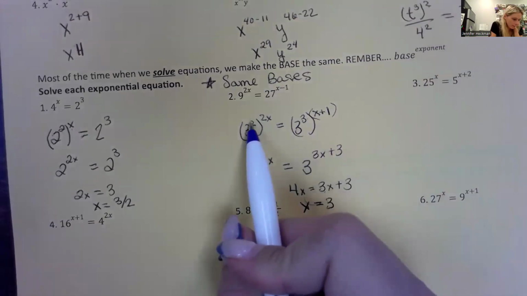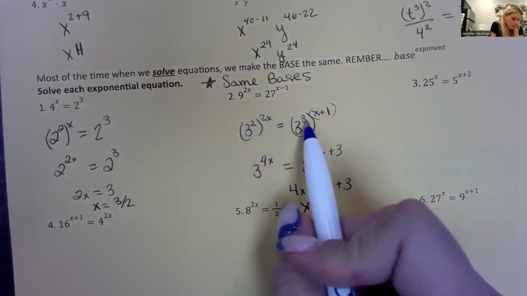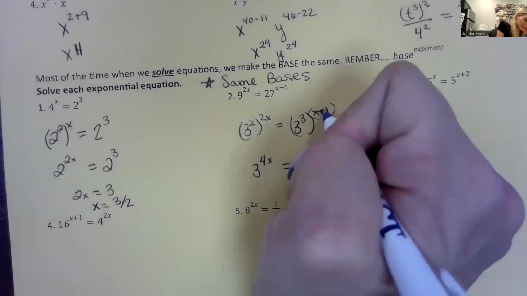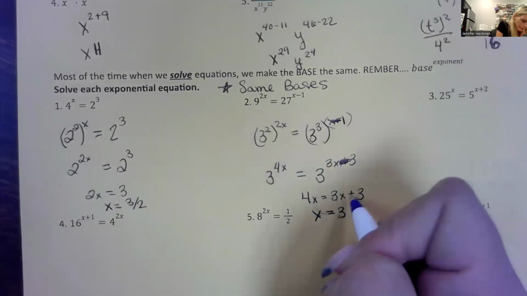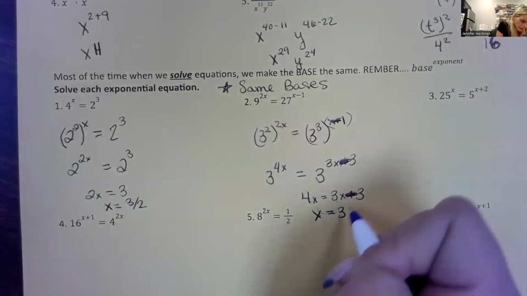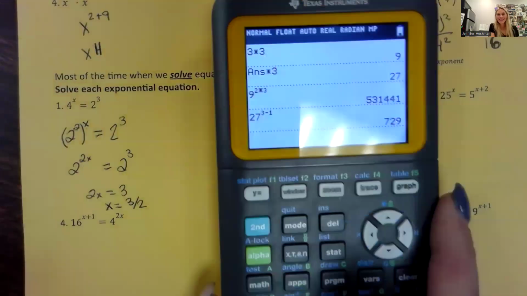So 3 squared, 4x, 3 cubed. Oh, this is why. Did you guys see my mistake? See, I knew I made a mistake there. Get negative. So this would be a negative 3. Common mistakes. Look at this is why we check our work.